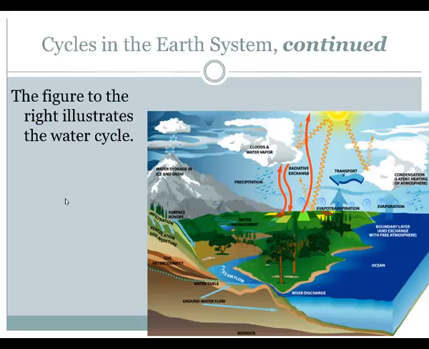This figure represents the water cycle. It's a little more complex than the one that popped up on the last screen, but we've got evaporation and transpiration adding water to the atmosphere. As condensation occurs, clouds and water vapor form, and then precipitation can occur, both as rain or even as snow over here.